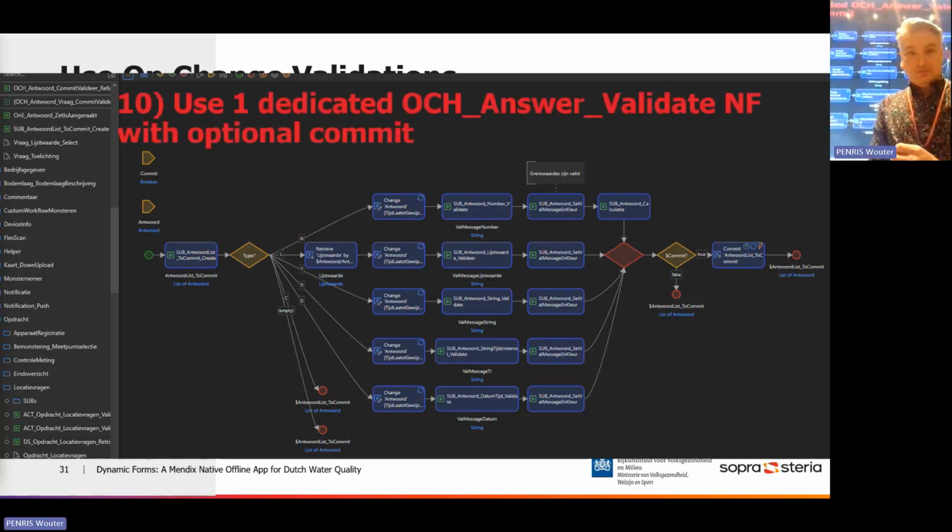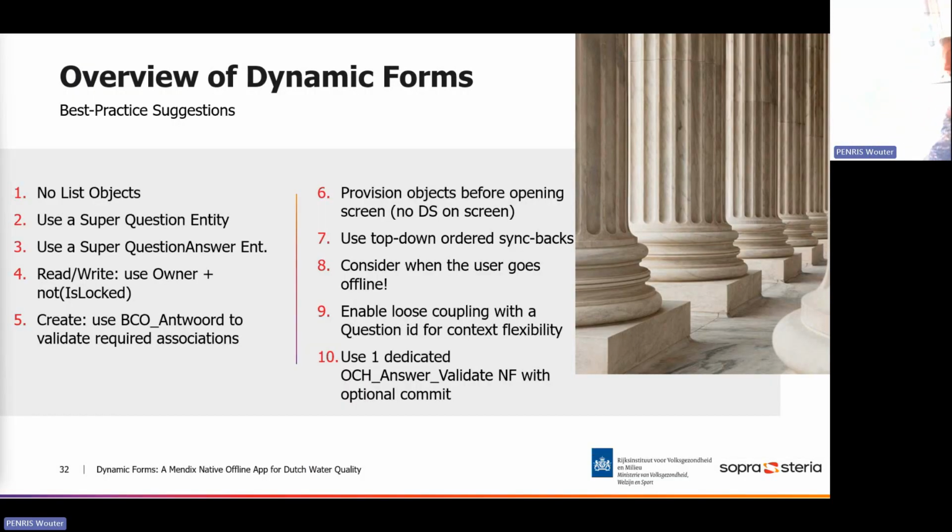So that's it. Use one dedicated on-change answer validate nanoflow with optional commit. These are my suggestions. They'll save you a lot of time.